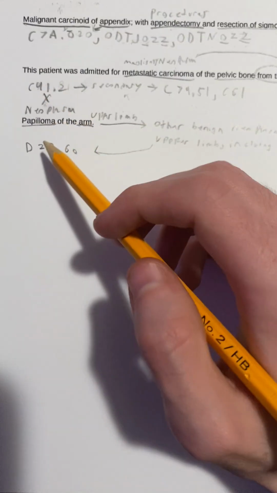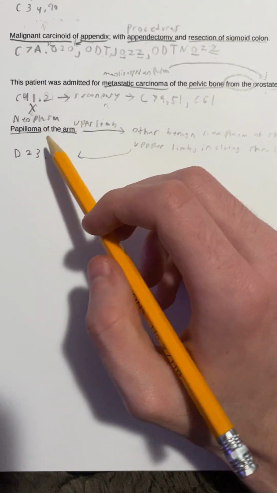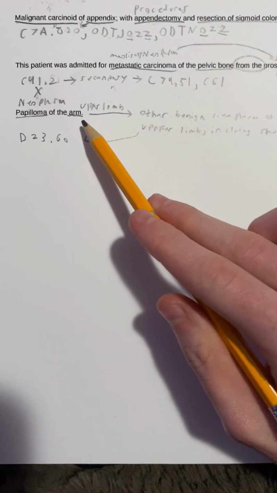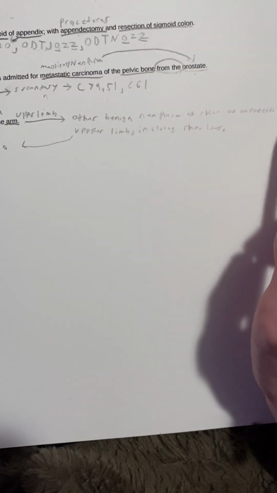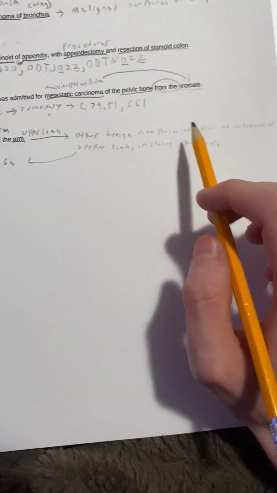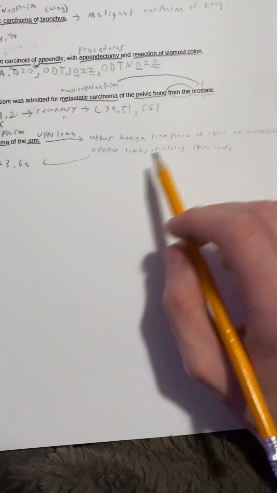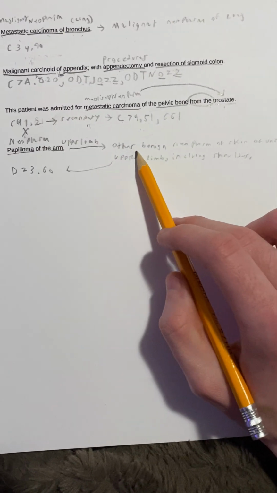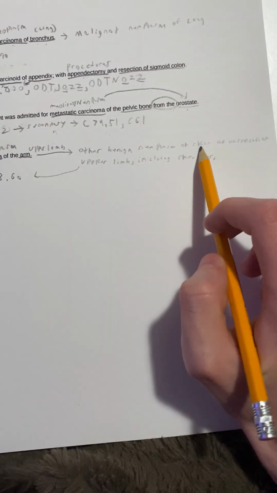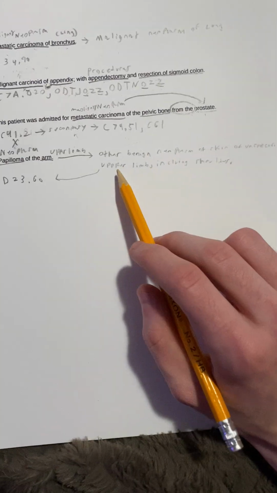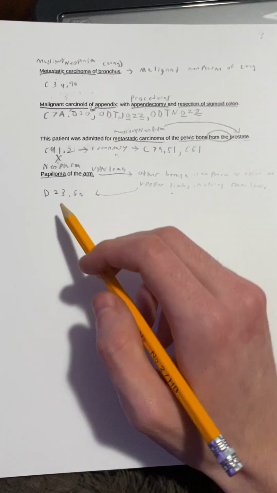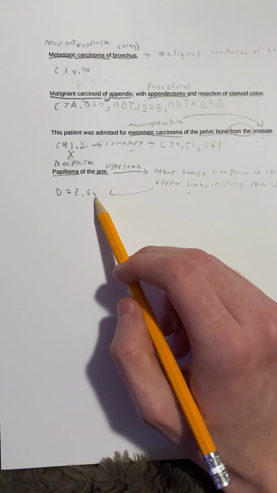And then we have a neoplasm of the arm. This is lipoma of the arm, and it was an upper limb. Going through the neoplasms of skin, which was of upper limb, including the shoulder. So once I found neoplasm of skin and then located upper limb, I ended up on the code of D23.60.